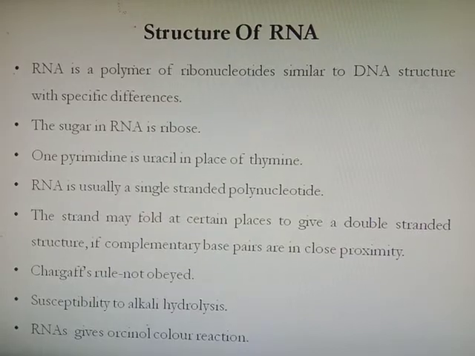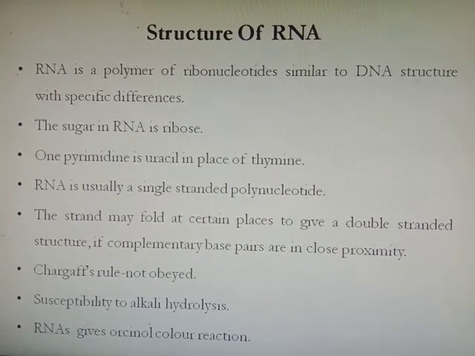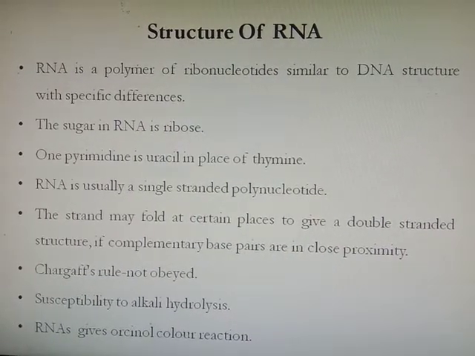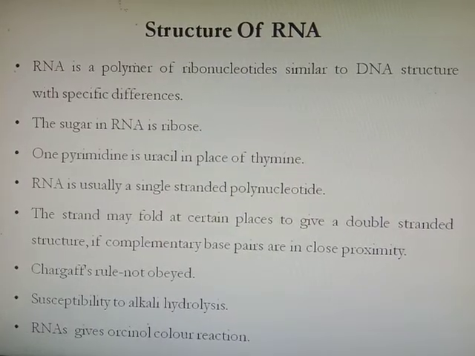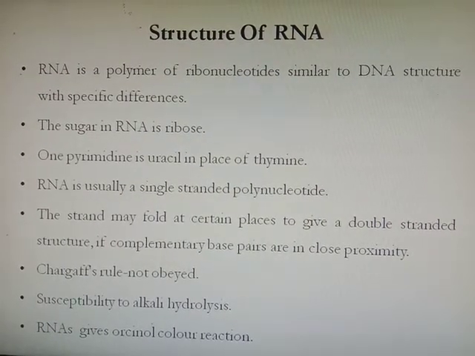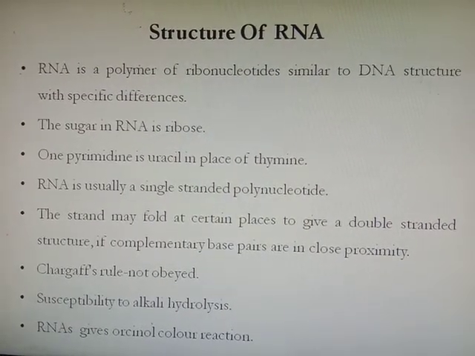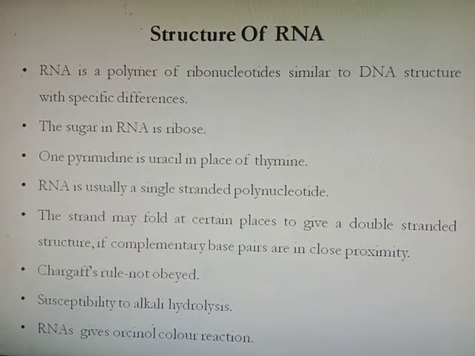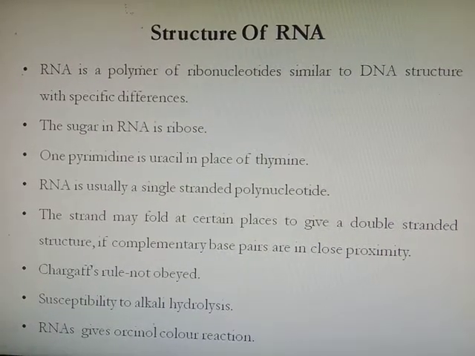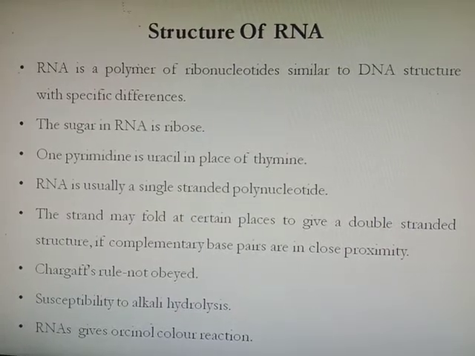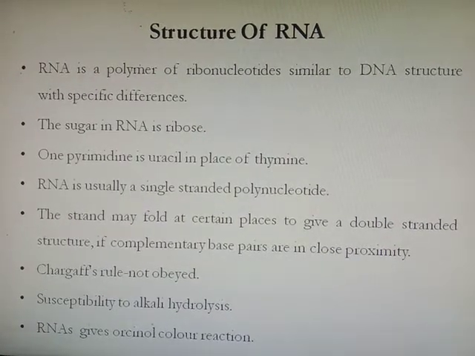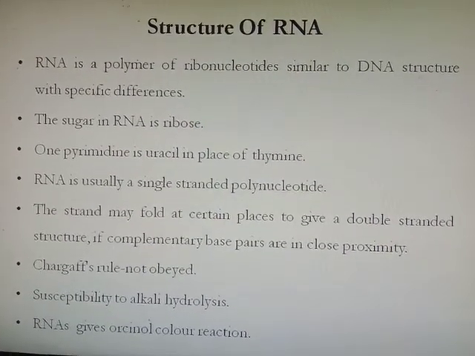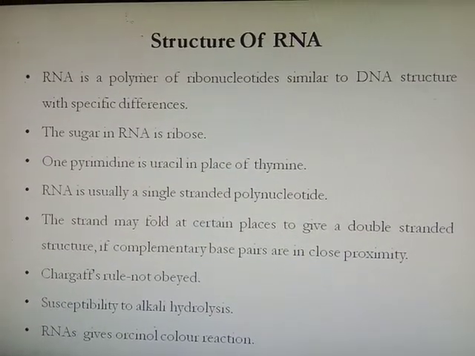Then RNA is susceptible to alkali hydrolysis because of the presence of oxygen at the second carbon atom. RNA is more susceptible to alkali hydrolysis, whereas DNA, which lacks oxygen at the second carbon atom, is more stable as compared to RNA. Then RNA gives the orcinol color reaction, which is used for the determination of carbohydrate.